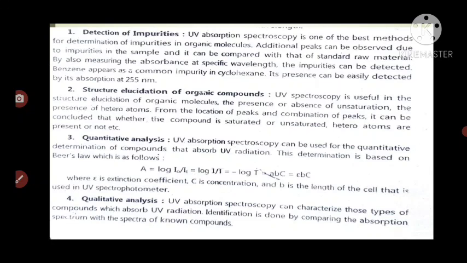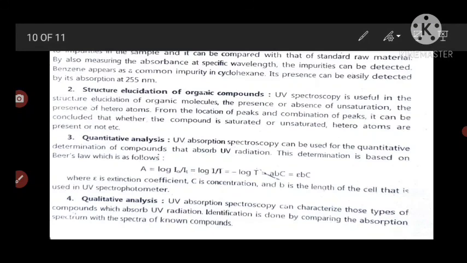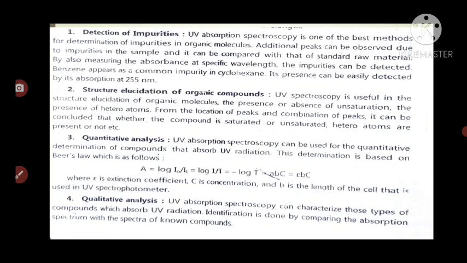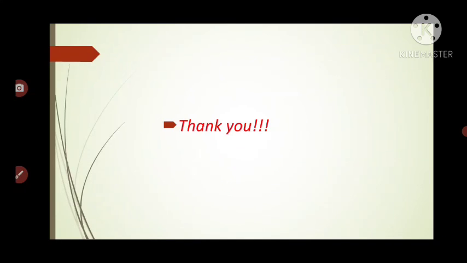Next is qualitative analysis. UV absorption spectroscopy can characterize those types of compounds which absorb UV radiation, and identification is done by comparing the absorption spectrum with the spectra of known compounds. So this gives the understanding and idea about ultraviolet photoelectron spectroscopy. Thank you. This is the information about ultraviolet photoelectron spectroscopy.